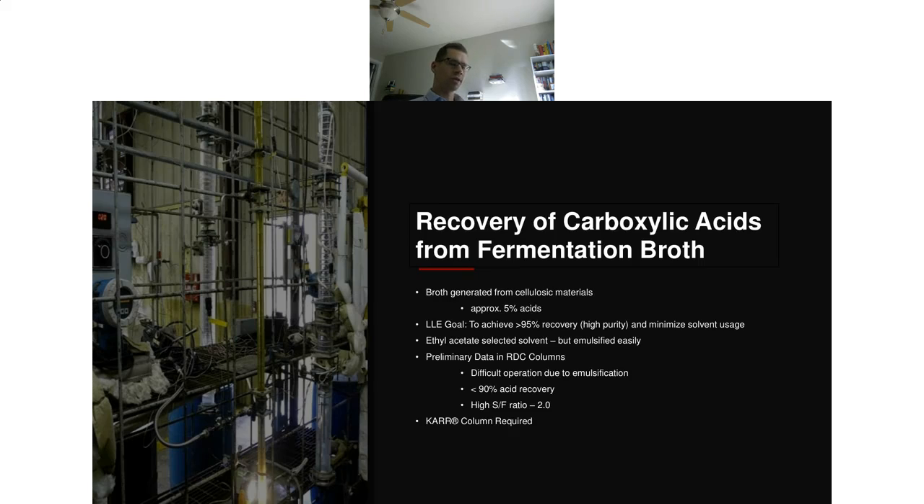because it was so prone to emulsification. Not only that, they weren't able to recover the amount of acid that they were hoping. Less than 90% is what they achieved. And they also had to use a relatively high solvent to feed ratio of 2. So since this process had such a high tendency to emulsify, we knew a Karr column was required.